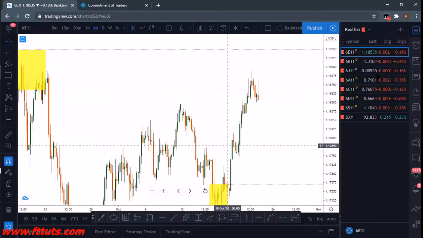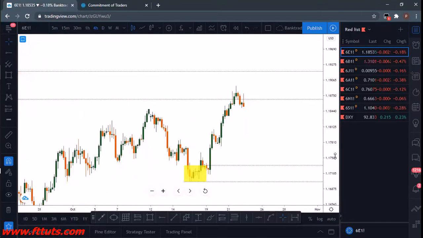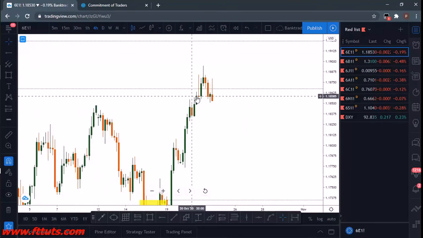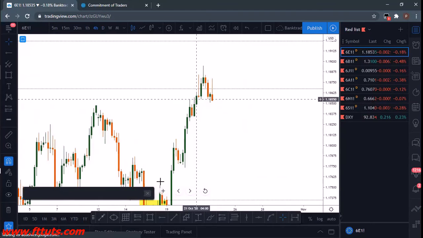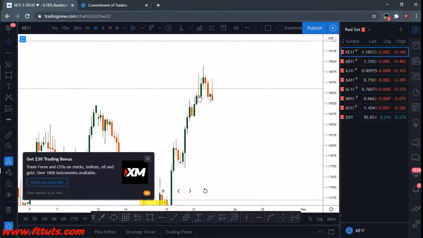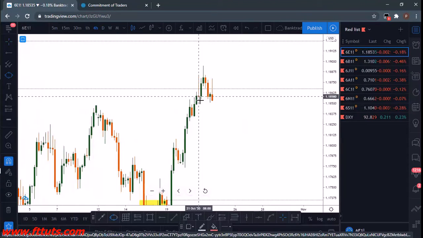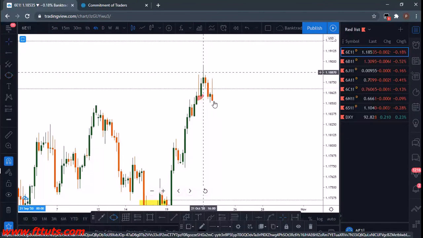We know that supply is in control. We had this nice area here of a structure break. So you know what structure breaks we're talking about. We're talking about where an area was removed. This is where the area was removed. This area was removed by this downward move.